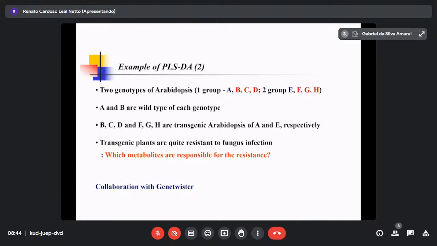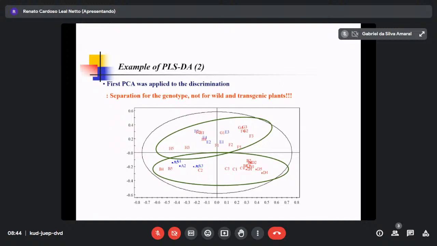So let's see. Here. Now please look at this one. Here are E, F, G, H, and the blue one is wild type. The red one is transgenic. But when you look at this one, if I want to see the difference between transgenic and non-transgenic wild type, can you see? No. Why? Because the transgenic effect is much lower than the genetic accession effect. Right?